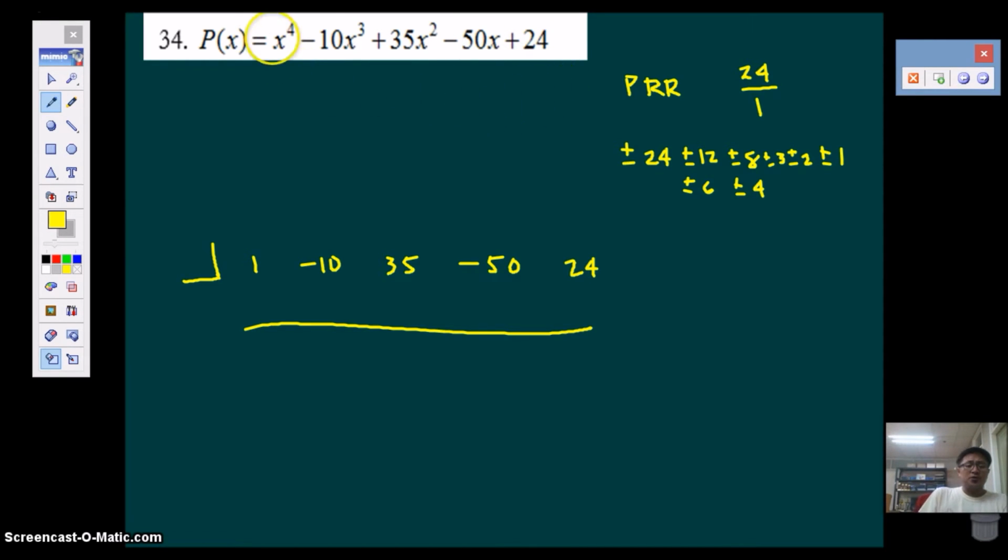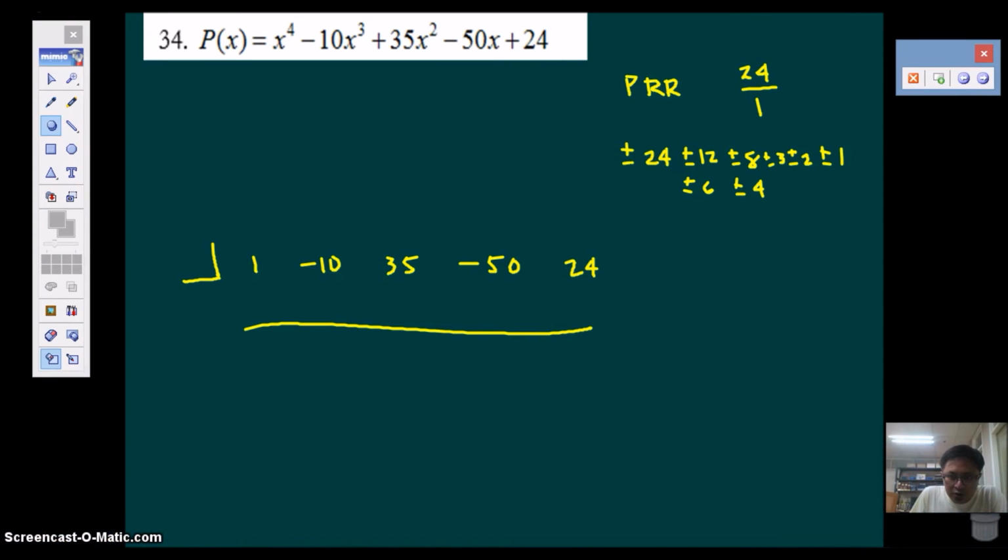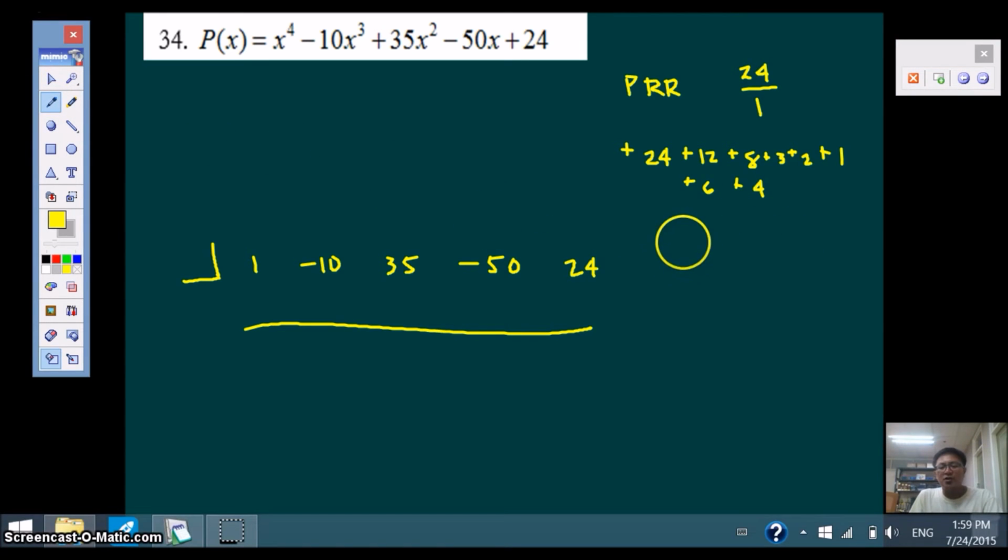Now remember that there are four zeros that we're looking for, and according to the Descartes rule of signs, all 4 of them are positive. So we don't need to try the negative numbers in our PRR. Erase the negatives, so they're not among the choices anymore, because according to the Descartes rule of signs, all our roots are positive numbers. So here we are choosing among only 8 numbers, and I'm looking for 4. So let's try my luck.